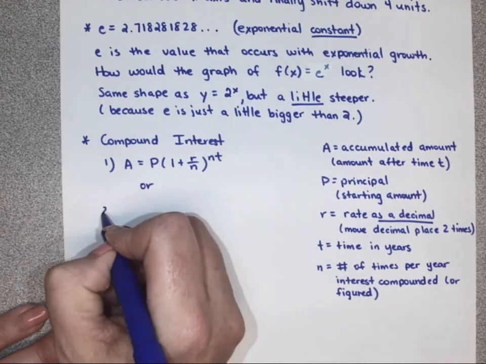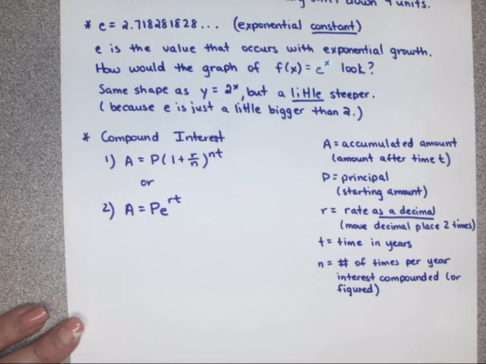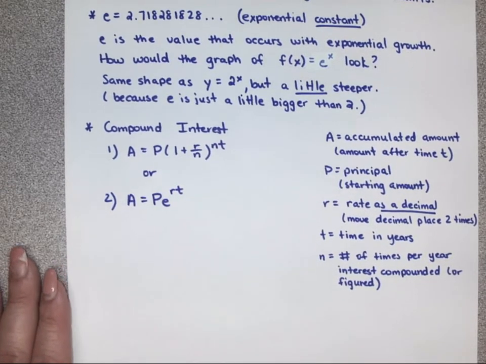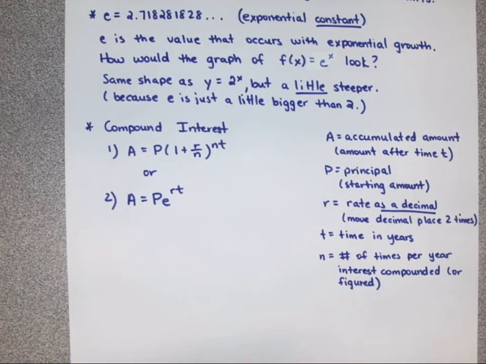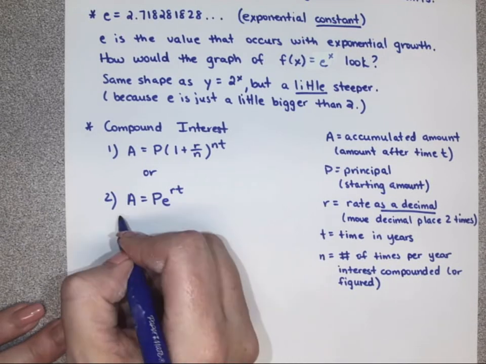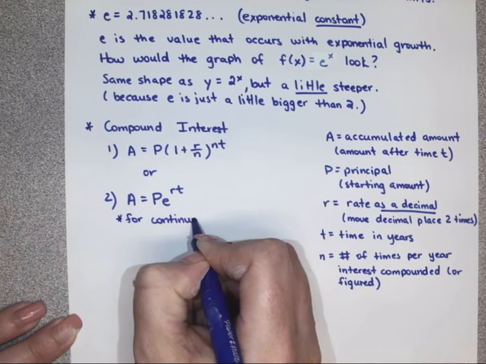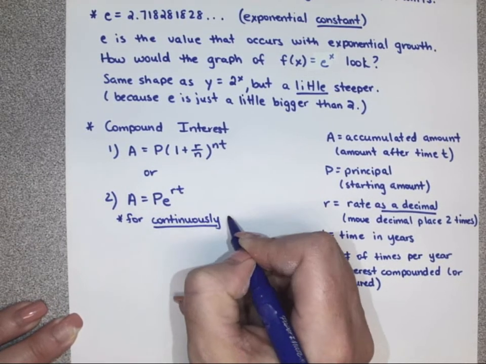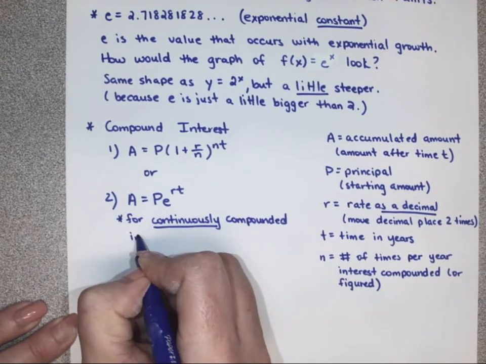The second formula, I call it the PERT formula, but make sure you write the R and the T in the exponent spot. So it's A equals P times e raised to the RT power. I call it PERT just because that's the order of the letters, but make sure again that the R and T are in the exponent. And this is a special formula that you only use for what we call continuously compounded interest. In other words, there's not a time frame on it, it's just always kind of being figured.